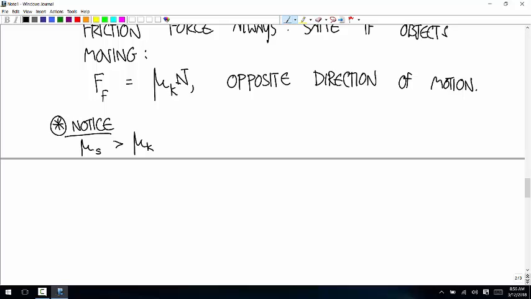The reason for that is the little microscopic entanglements. When something comes to rest, they get into the gaps and can hang on tighter than if you keep the things moving. They don't have time to grab.